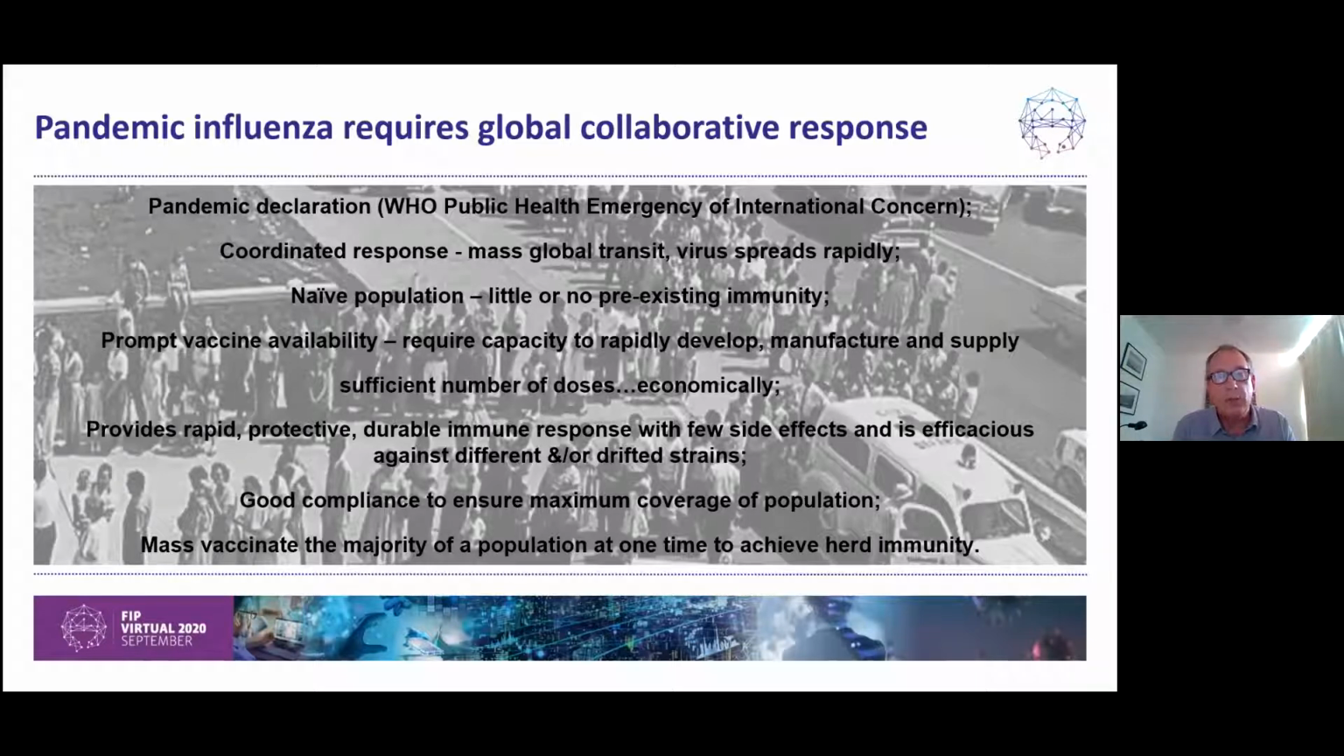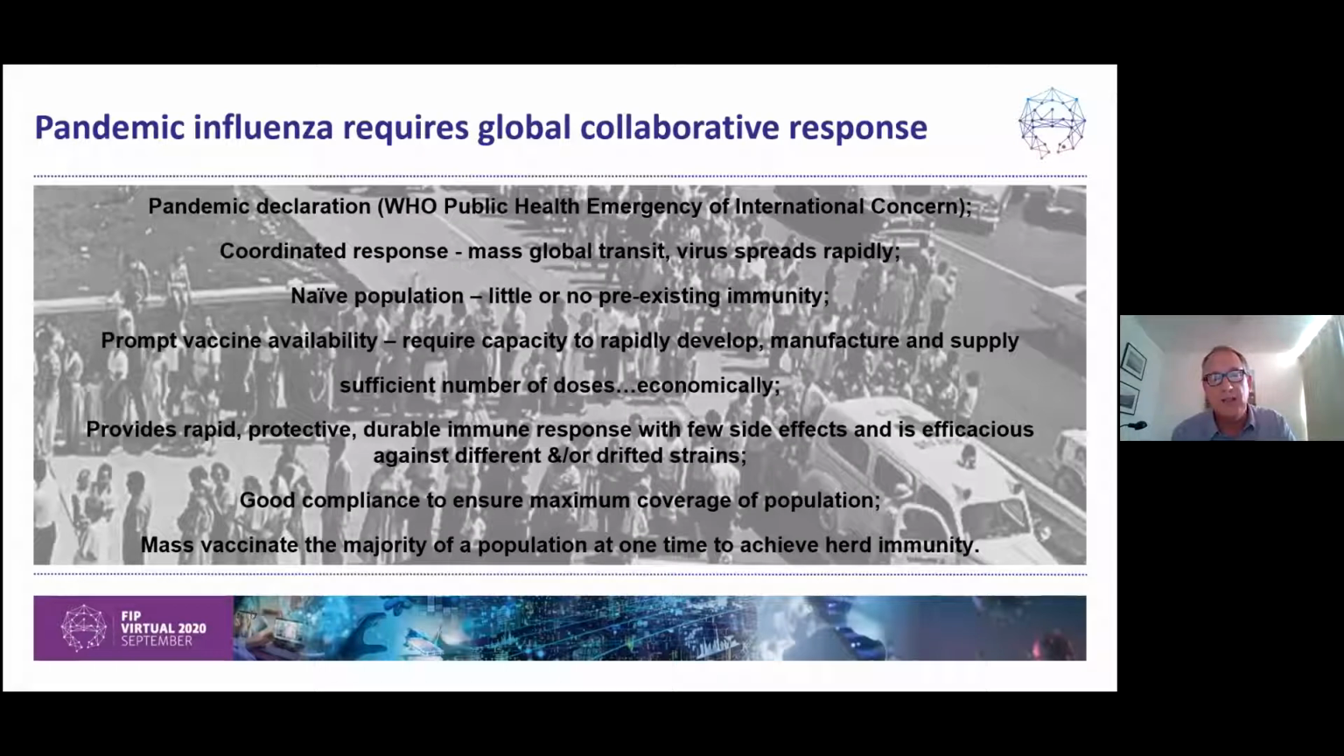What's required is prompt vaccine availability, requiring capacity to rapidly develop, manufacture, and supply, and ultimately through to not only the rapid, protective, durable immune response and few side effects, good compliance, but it's that mass vaccination. The image behind the text you can see is people lining up to receive a vaccination. If you think about mass vaccination to gain that herd immunity, you need to do that very, very quickly. And with 8 billion people on the planet, that is a very challenging situation.